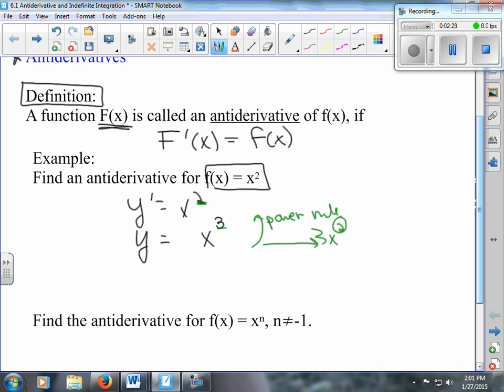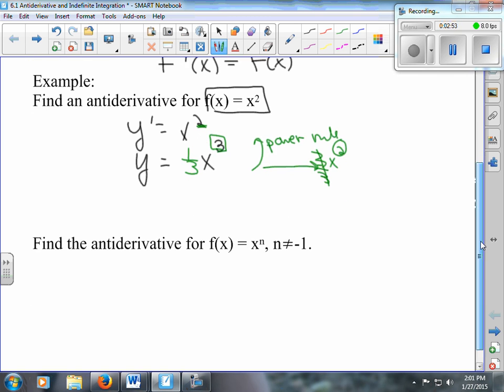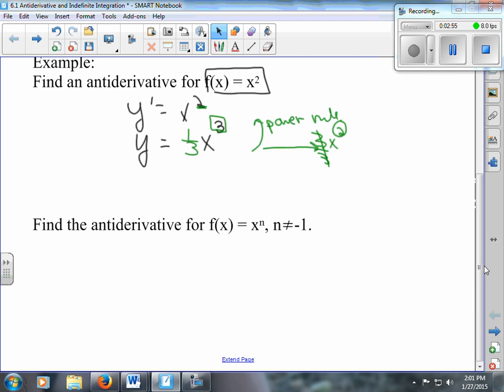Well, when I multiplied by 3, because you multiply by 3 from the exponent of 3, I must have had a 1/3 in the front. Because if I had a 1/3 in the front, then the derivative would be 3 times 1/3 x squared, or 3/3 x squared, and those 3's cancel. And so we have a reverse power rule. The antiderivative of x to the n is x to the n plus 1, with 1 over n plus 1 in the front of that.